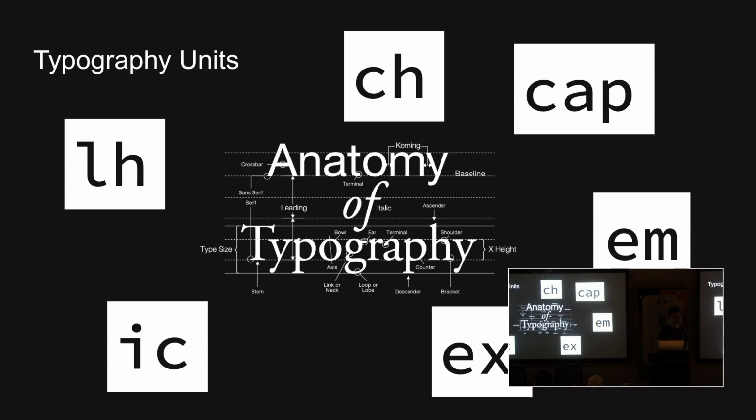And the reason we have so many is all of these cater to different permutations of the text. So M is sort of just the generic size of the font that you currently have. EX, I think, is the height of the X character. CH is the width of the 0 character. So there's all these different precise measurements, and you just have to know these exist. You don't have to memorize them all.